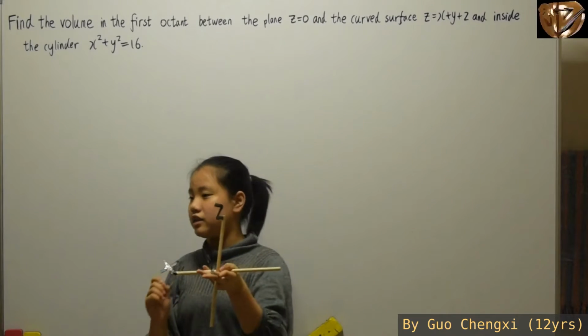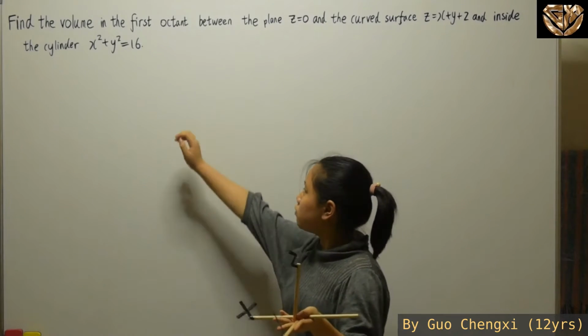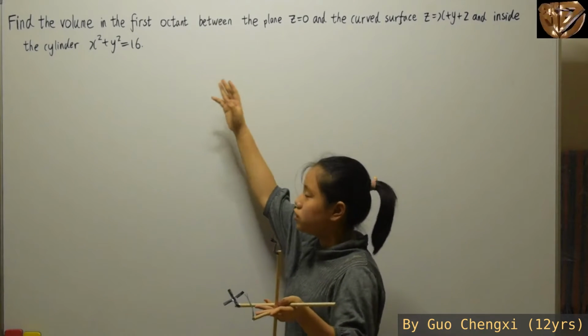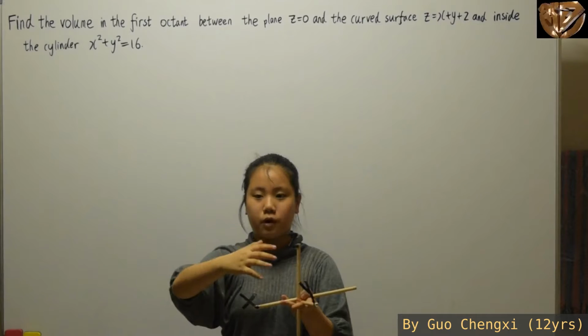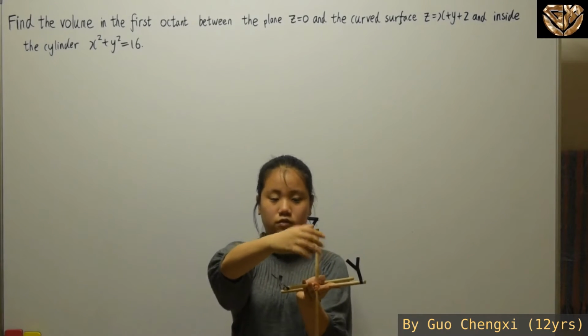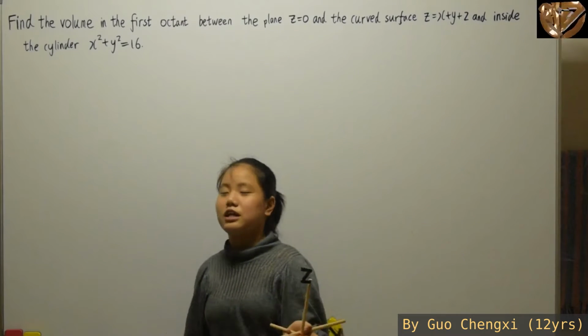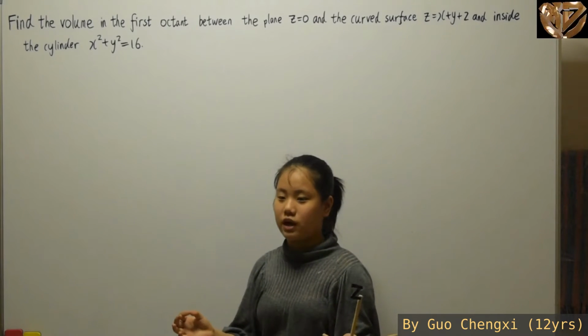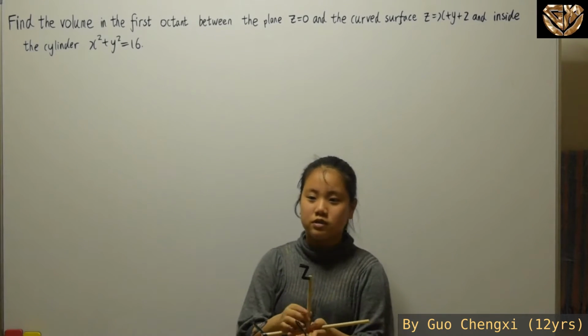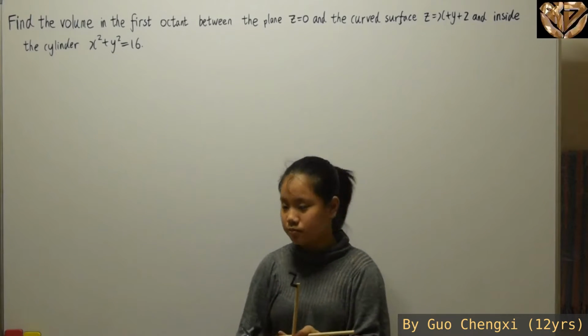So these are the 8 octants, and we only need the first octant, so it will just be positive x, positive y, and positive z. Another way of thinking of this is that, like in polar coordinates we have the quadrants, this is just three-dimensional, so you also have to include the z.